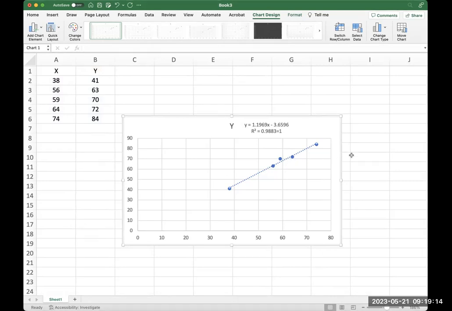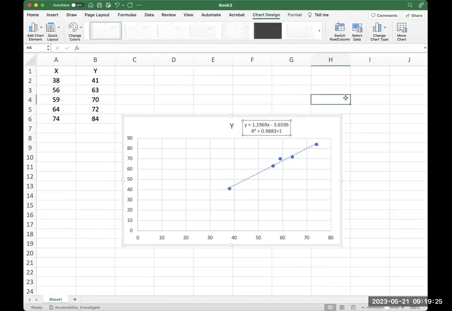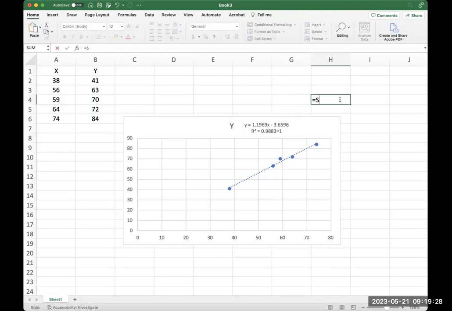I could not get that on my iPad. You can also calculate the square root right there in Excel. Yeah, you mean like this? Yeah, square root, yep. So square root of 0.9883. Sorry, I have my caps on.